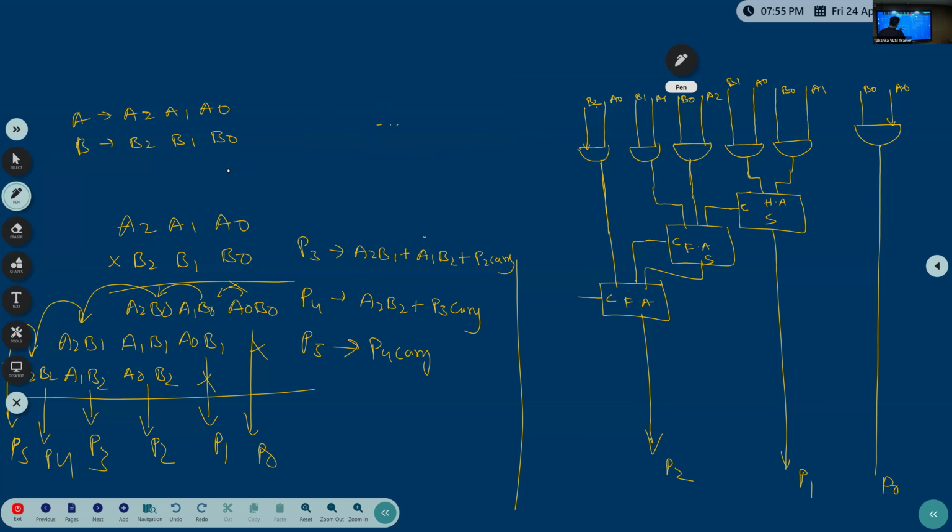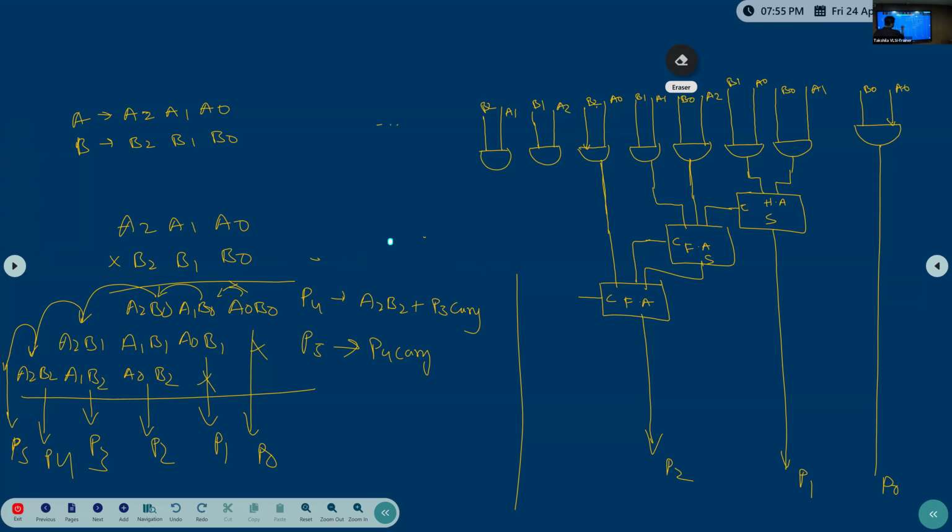So next step, A to B1, A1. B2 and P2 carry are already present. Okay, this is the P3 equation.